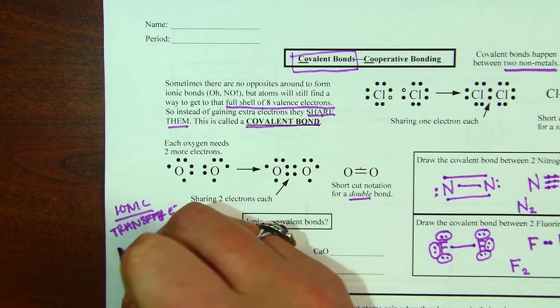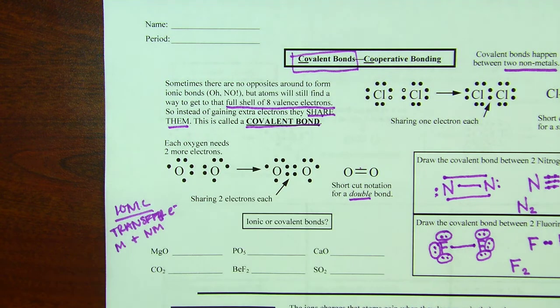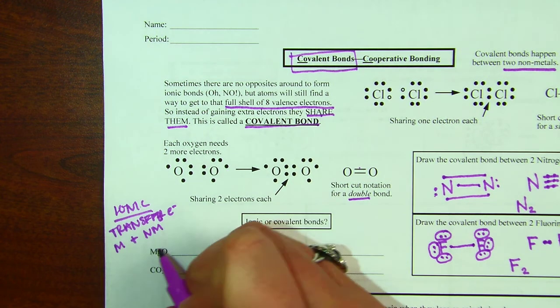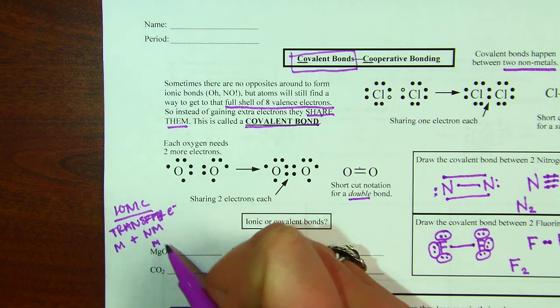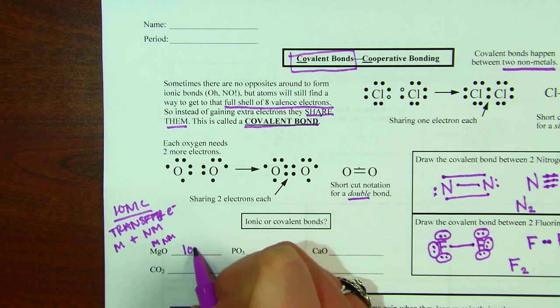Thank you. It's between a metal and a non-metal. So let's look at this compound first. Magnesium is a metal. Oxygen is a non-metal. So this would form an ionic compound.